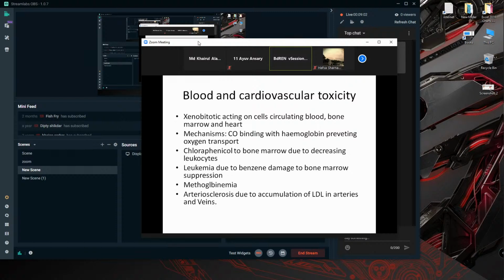Instead it will bind with carbon monoxide, and you will suffer and not be able to breathe. When you see someone who cannot breathe properly, a problem has come: oxygen is not going inside. If someone asks the mechanism, you need to say carbon monoxide binds with hemoglobin rather than oxygen. Carbon monoxide is very toxic when it binds with blood cells.